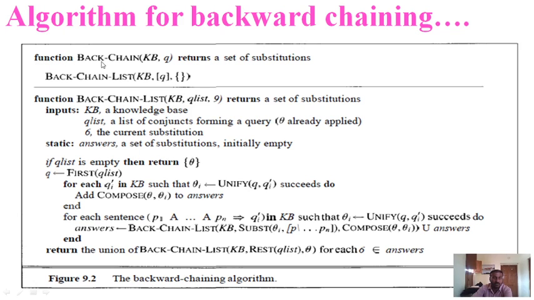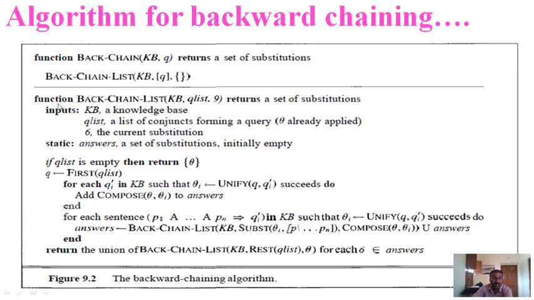Function BACKWARD-CHAIN. What are the variables here? From where we want to take the data, we want to move backward. It is already developed and stored in the knowledge base, KB, comma, what we want to find, Q. It returns a set of substitutions. Then BACKWARD-CHAIN-LIST of KB, Q and the empty substitution. At first, the list is empty.